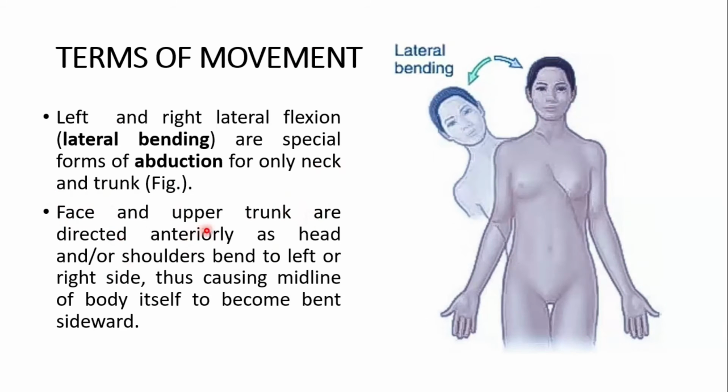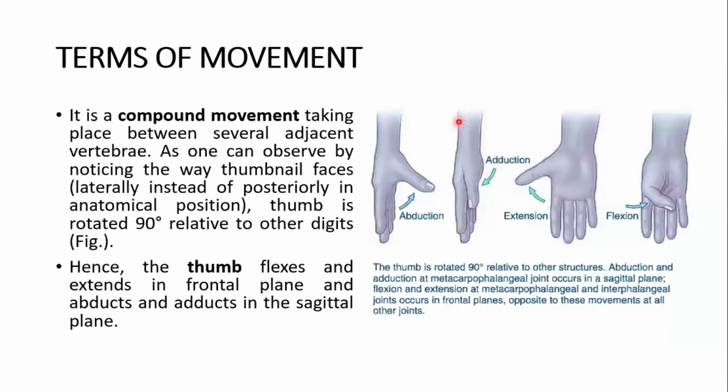Face and upper trunk are directed anteriorly as the head or shoulder bends to the left or right side, thus causing the midline of the body itself to become bent sidewards, right? This midline becoming bent sideways. In a compound movement, right, we will discuss the case of the thumb, which has special movements, very important. This takes place between several adjacent joints, as one can observe by noticing the way the thumbnail faces laterally instead of posteriorly as in anatomical position. The thumb is rotated 90 degrees relative to the other digits.